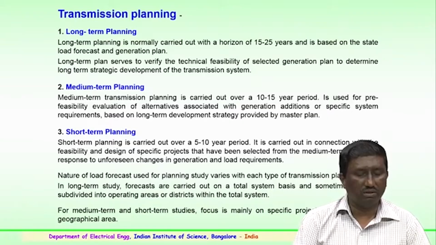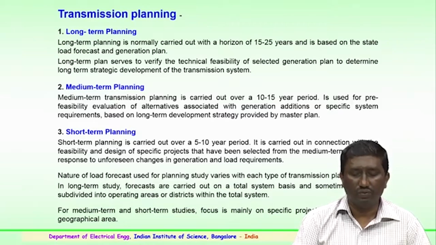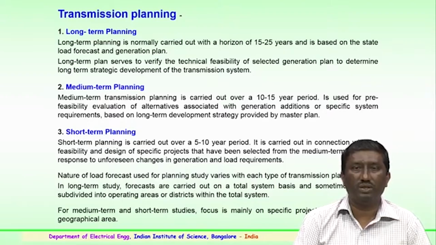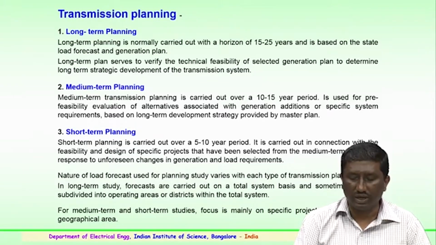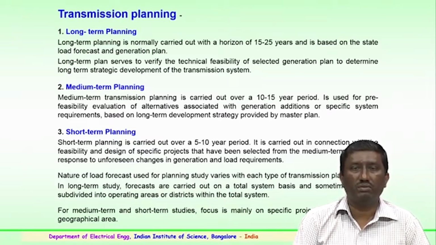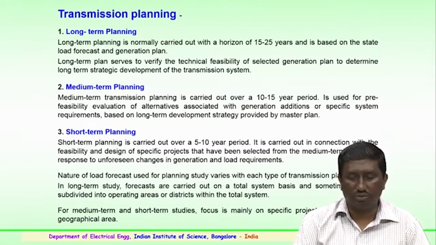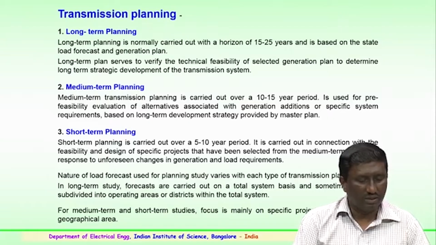The next is the medium term planning. The medium term planning is carried out anywhere between 10 to 15 years. The long term is 15 to 25, here the medium is for a 10 to 15 year period, and is used for the feasibility evaluation of any alternatives which are associated with generation additions or specific system requirements, based on the long term development strategy provided by the first master plan, that is, the long term planning.